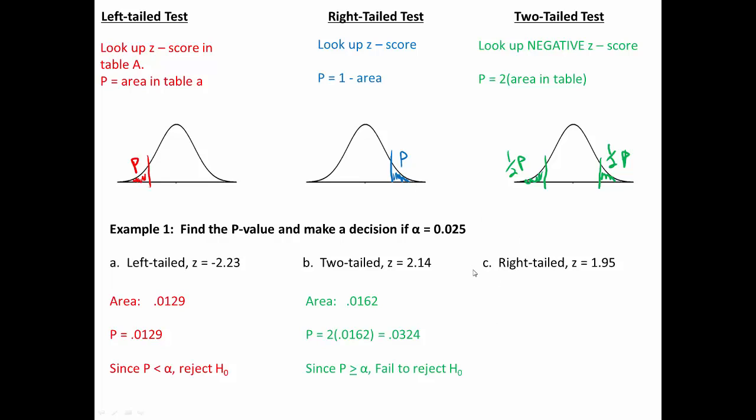Right-tailed, of course, is the blue. So understand that when I look up Z, this is 1.95, but it's giving me this answer, all of this area. To get the blue, I have to do 1 minus that because of how the sheet is constructed. And then it's barely a rejection, but it is because it is a little bit bigger.